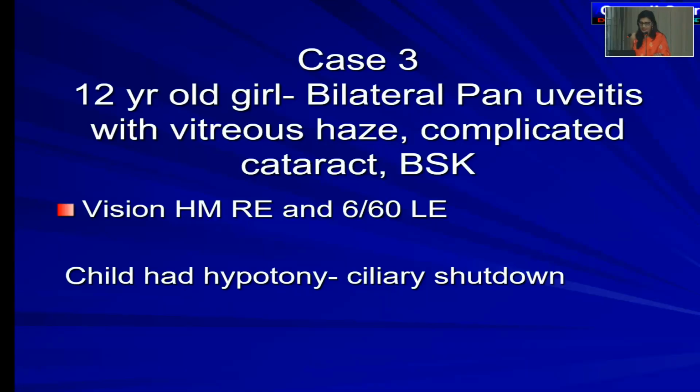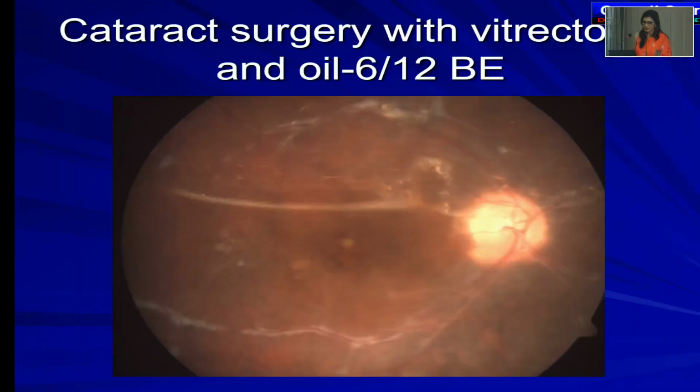This is my last case, 12-year-old girl, bilateral panuveitis with vitreous haze, complicated cataract, BSK. She presented to us with irregular treatment in various places, with hand movements in one eye and 6/60 in the other eye, and hypotony. So in this case, there is really nothing you can do to give her ambulant vision except go all in and do surgery. So under immunosuppression, we took her up for cataract surgery, vitrectomy with oil. Under oil, she is maintaining 6/12, but we are not able to remove the oil because she has severe hypotony even now.